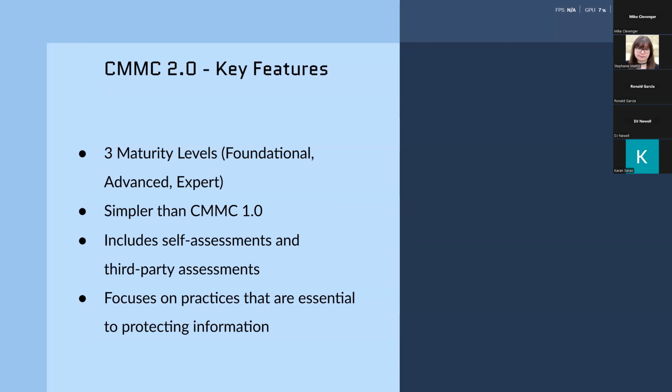Each level requires the implementation of specific cybersecurity practices, but CMMC 2.0 emphasizes clarity, flexibility, and reduces redundancy in its approach. This update was a response to feedback from industry stakeholders who found the original model too complex and costly.